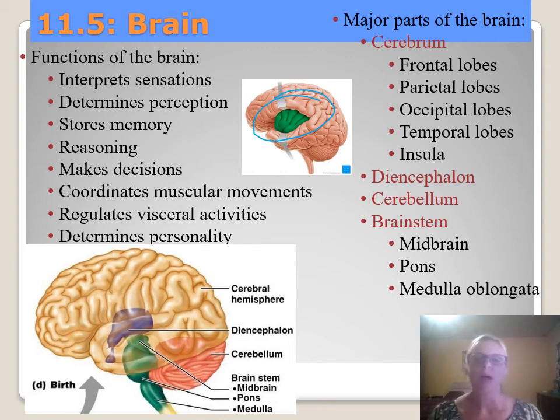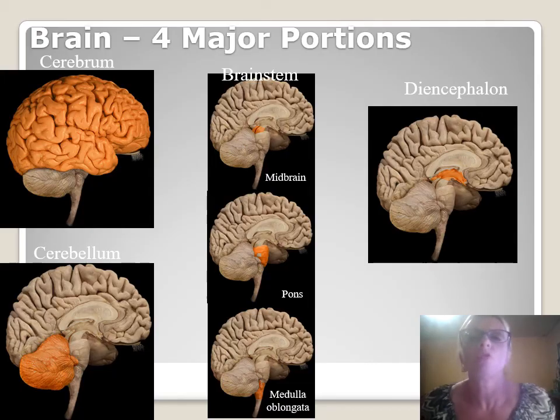Then we also have the diencephalon, which is in purple here. I think that's purple. Then we have the cerebellum. Cerebellum means little brain, so it almost looks like a little mini brain underneath the cerebrum. And then we have the brain stem, which is very important, and that's this point here. It is formed by the midbrain, the pons, and the medulla oblongata. And we're going to look at those. So here are those four major portions.